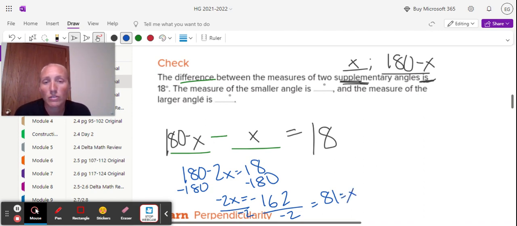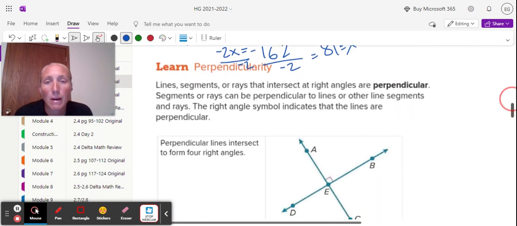Now it asks me for the smaller and the larger angle. I know that X is one of them, so 81 is one of the angles. And then 180 minus 81 is going to be the other one, which comes out to 99. So to answer the question, the smaller angle is the 81-degree angle, and the larger angle in this case is the 99-degree angle. So that's kind of how complementary and supplementary might come about.